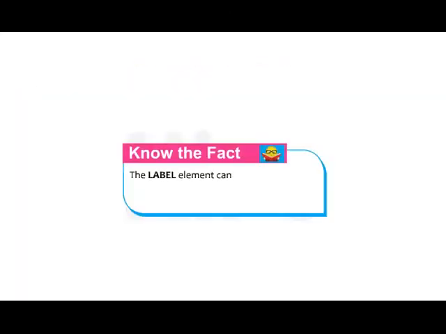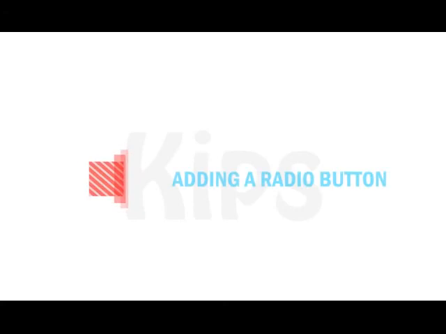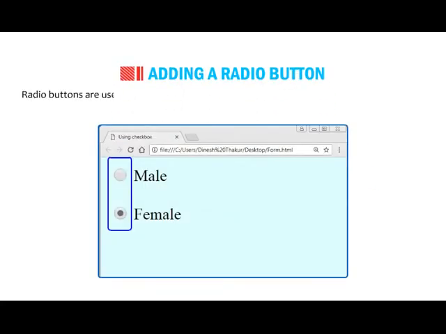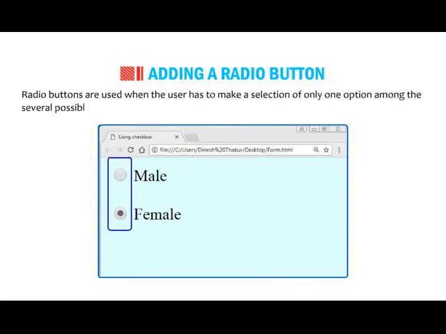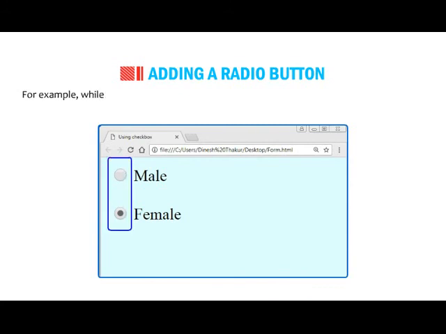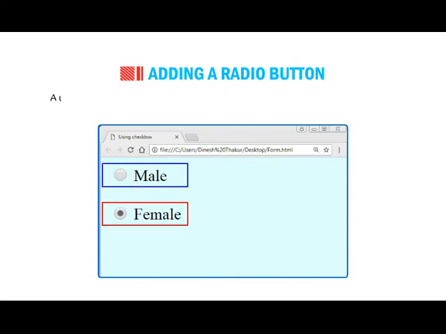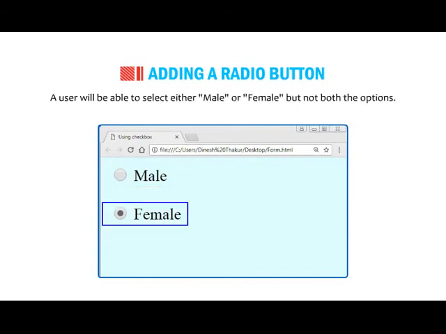Students, know the fact that the label element can describe the form controls, which helps text-to-speech browsers to handle forms properly. Students, let us find out how to add a radio button. Radio buttons are used when a user has to make a selection of only one option among several possible options. For example, while asking about the gender of a user, you need to specify two radio buttons, male and female, which belong to the same group called gender.